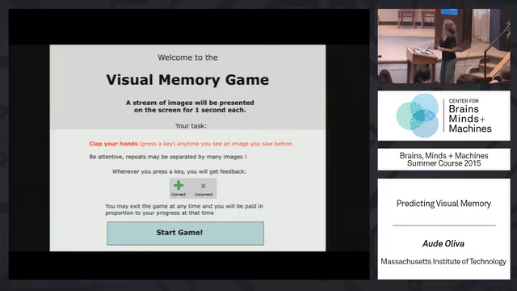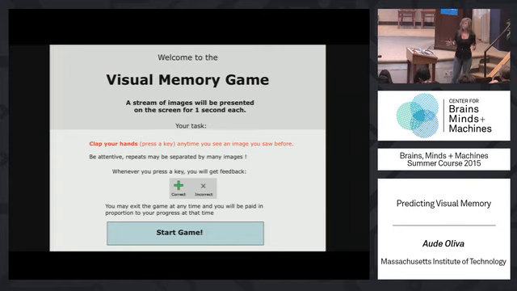Welcome to the visual memory game. A stream of images will be presented on the screen for 1 second each. If you were in front of your computer, you would press a key, but what you're going to do is play the game with me and clap your hands anytime you see an image that you saw before. You have to be attentive, because the images go by fast in this rapid stream, and you will be getting feedback.